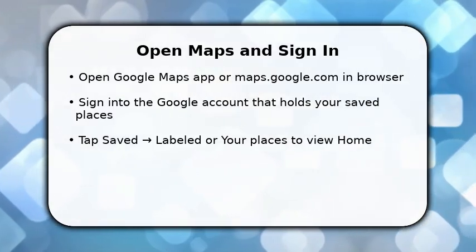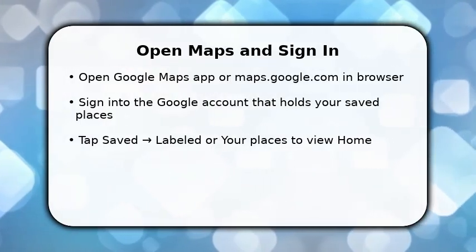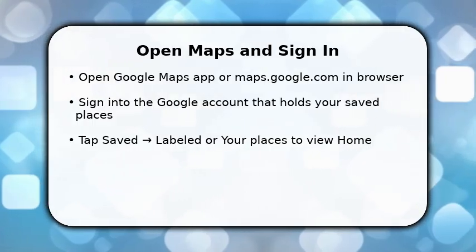You're doing this first because changing home applies to the account-level saved label, not just the device. Make sure location services are on so the app can suggest nearby addresses.